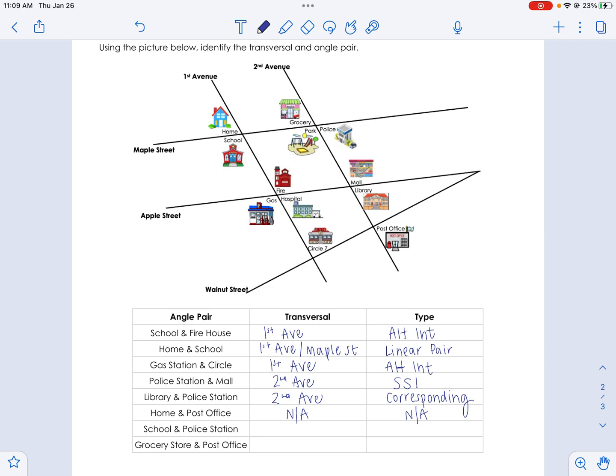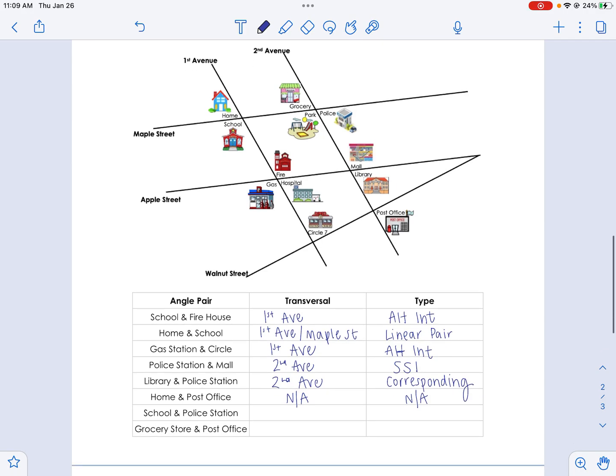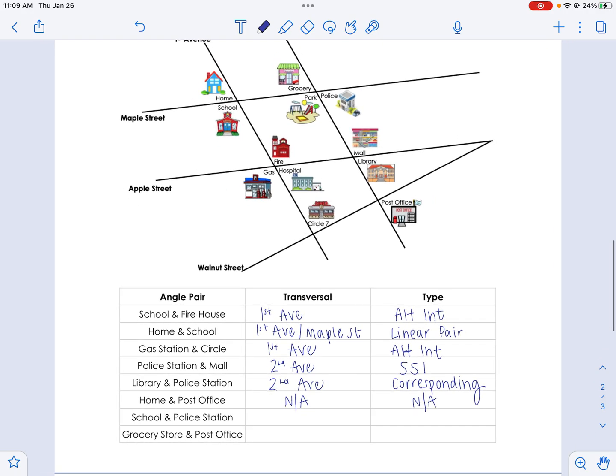Now, I want you to pause this video. Yes, actually pause this video, and then I want you to try these last two on your own, and then we'll see if you're getting them right or wrong. Okay, hopefully you paused it.